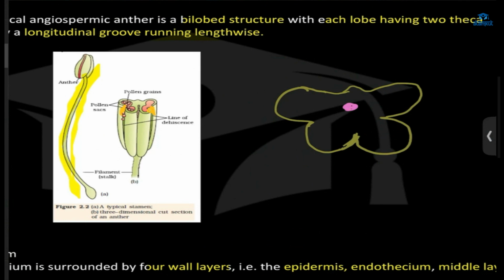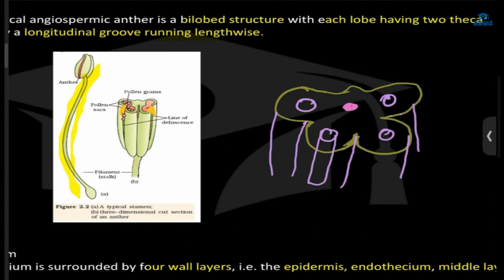Then in one lobe we have two thecae. That's why it is known as dithecous. The anther is bilobed and dithecous. When you extend this part, here only the formation of pollen grains happens. Inside you cannot see, that's why I'm drawing like this.